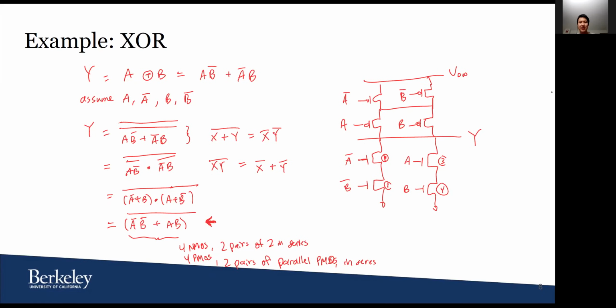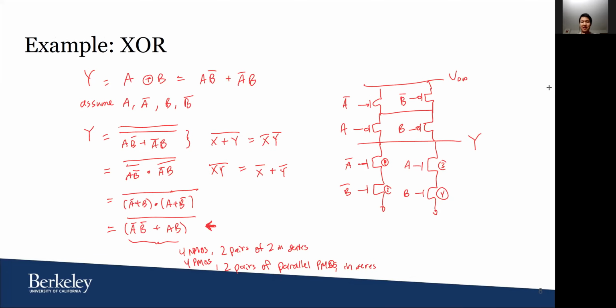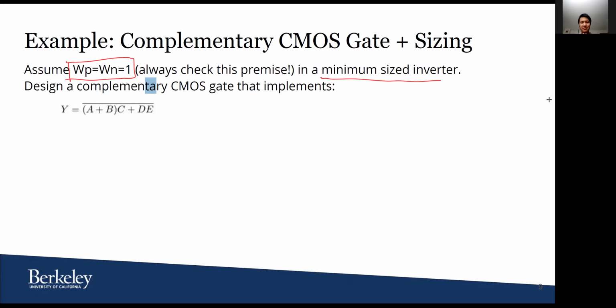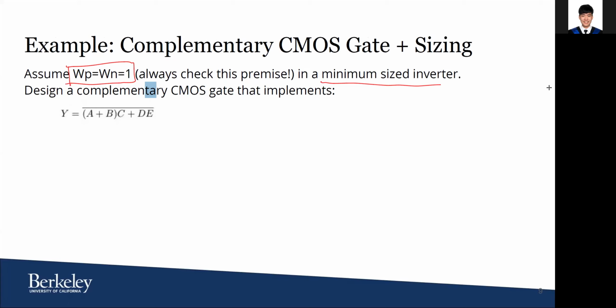Okay, so now that we have this, let's go on to something a little more advanced and start doing sizing for this. What you always want to make sure when you first read some sizing question is this. It means that in a minimum sized inverter, the width of the PMOS and the width of the NMOS is always equal to 1. What does this actually mean when you have the widths equal to each other? They have the same transition delay from 0 to 1 and 1 to 0.